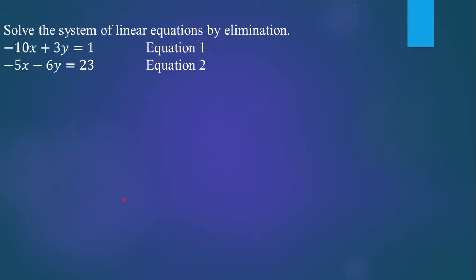All right. In this example, solve the system of linear equations by elimination. Now, take a look: negative 10x plus 3y equals 1, and negative 5x minus 6y equals 23. Now, we cannot eliminate it directly. So what do we do? We multiply either equation 1 or 2 so that we can get the same value for any of the variables. Okay, so take a look.